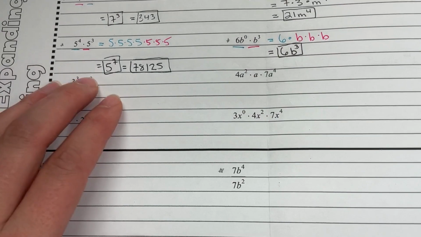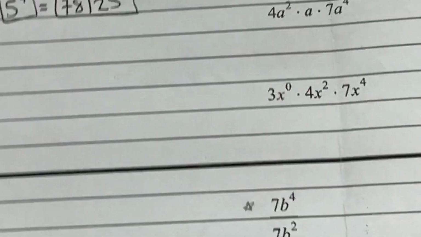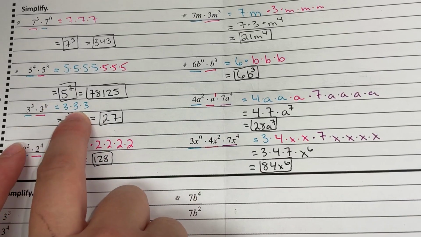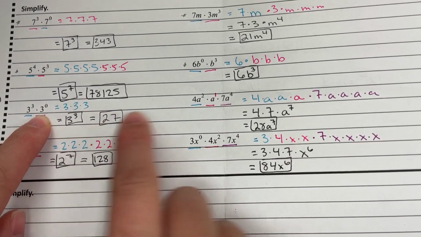All right, I want you guys to try these next 4, and let's see if you get the right answer. All right, in this one, 3 to the 3rd is 3 three times, 3 to the 0 is none, so it's just 3 to the 3rd, which is also 27.